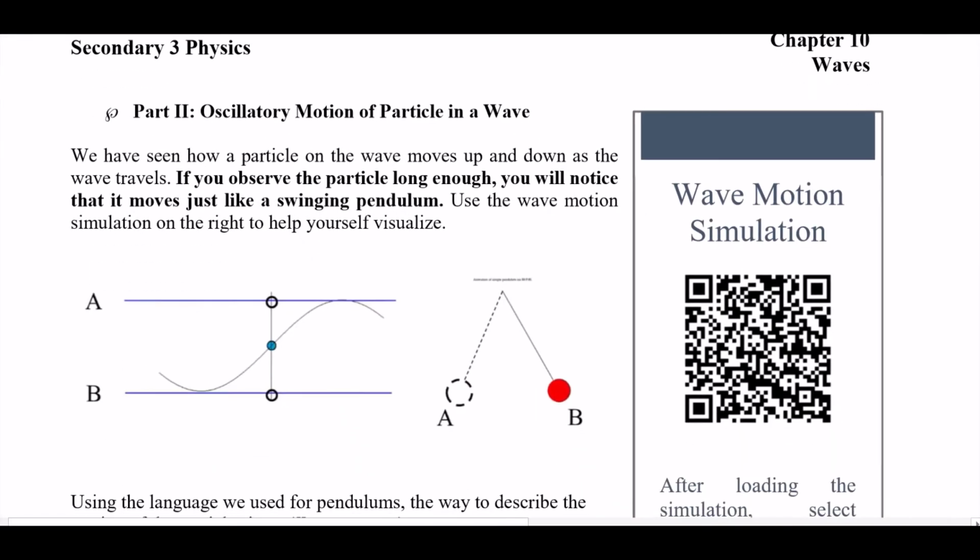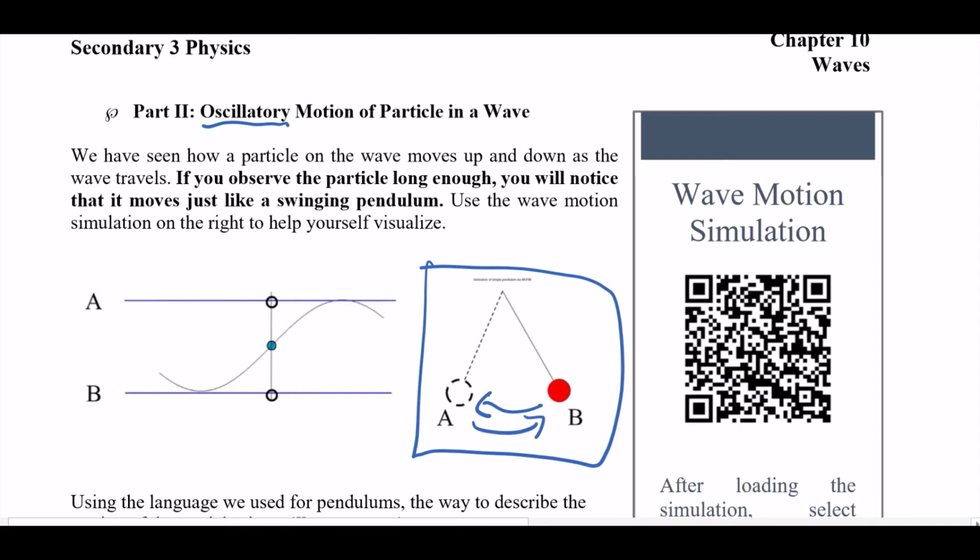Okay, so oscillation. Part 3, this word oscillation, or oscillatory motion. You would have seen this motion, this name, when you look at a pendulum. The swinging of a pendulum from left to right is what we call oscillatory motion. Now, part 2 says that is the oscillatory motion of a particle in a wave.